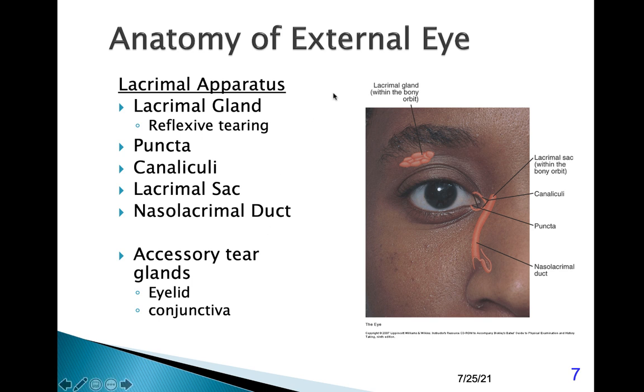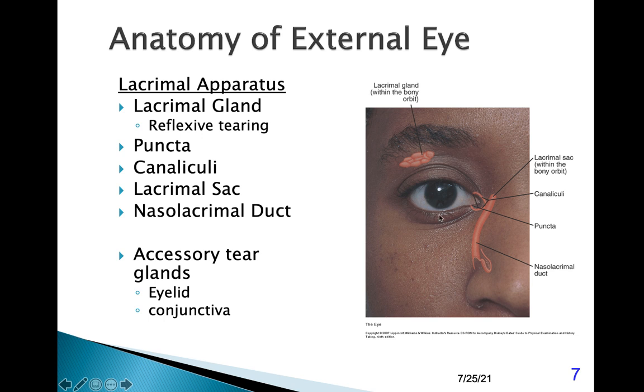So let's talk a little bit about how the eye stays hydrated. This is very, very important, because if the tear film doesn't stay in place, the eye will dry out and you can develop corneal ulcers and corneal lesions because the tear film is not keeping the cornea hydrated. Tear production occurs in the lacrimal gland, which is within the bony orbit above the eye. The tear film is then produced, washes over the cornea, and is kept in a trough in the bottom of the eyelid.